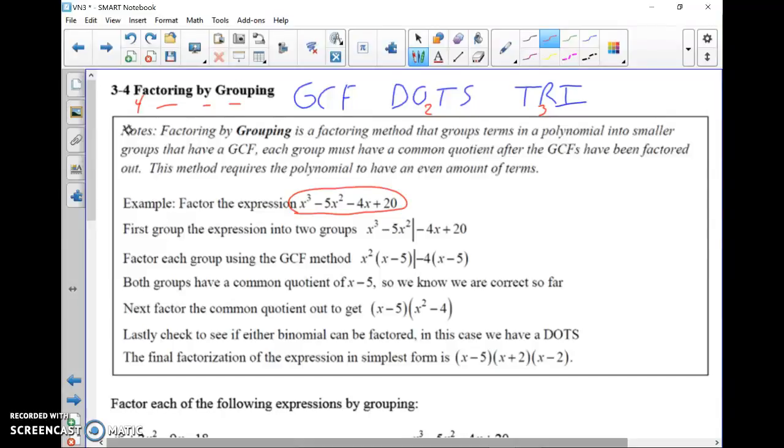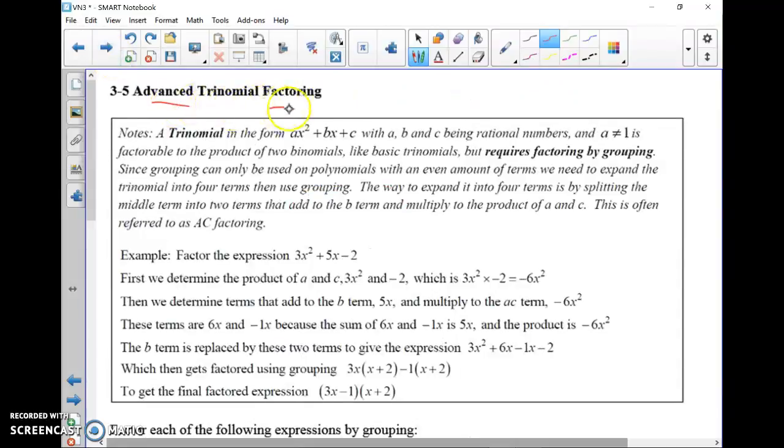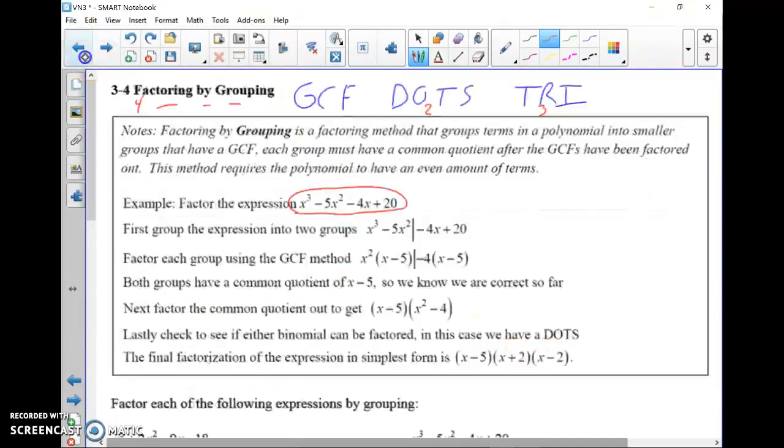So it's pretty much when you see 4 terms, you always want to start with the GCF. Is there anything in common with all 4 terms? If not, then you're going to do what's called factor by grouping. And when we do get to video 3.5, advanced trinomials, one of the things is we take the trinomials and expand them to 4 terms and then do factor by grouping. So first we have to learn factor by grouping before we get there.